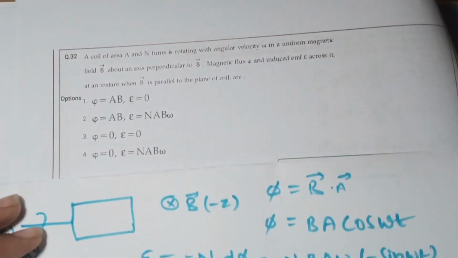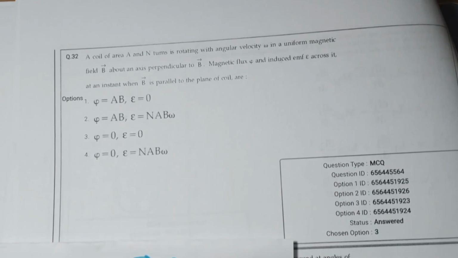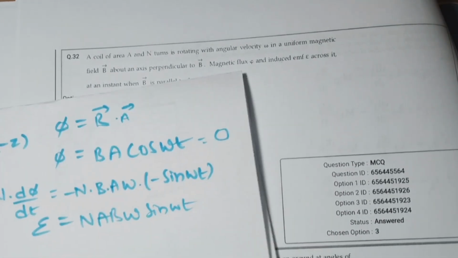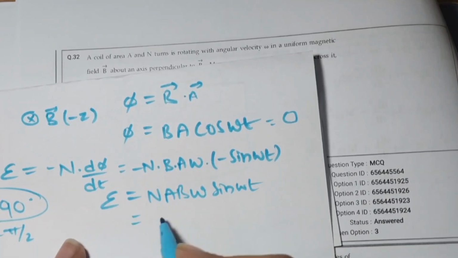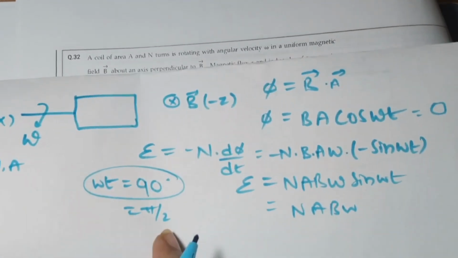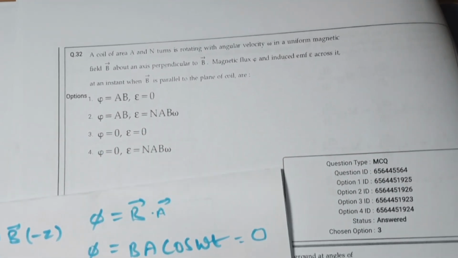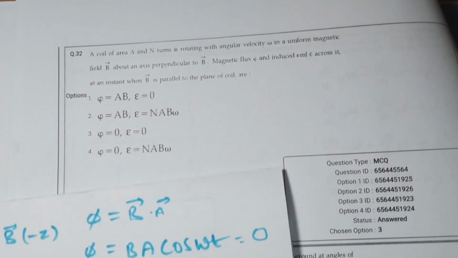So the omega t will be 90 degrees or pi by 2. So the flux phi will be 0 at that instant. And at the same time, E equal to NAB omega, because sine pi by 2 is 1. So it is in option 4. So option 4 is correct.